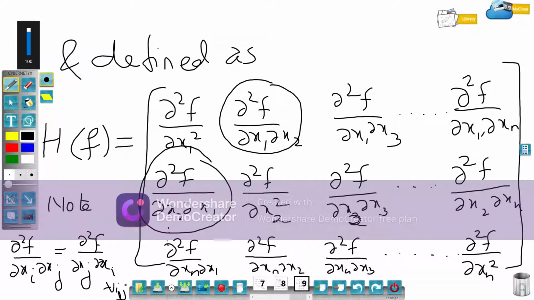If you take any i, j, then the mixed partial derivatives are always equal. So because of this, the matrix is always a symmetric matrix. When we say a matrix is symmetric, if the transpose is the same, so H transpose, even if you evaluate it, you will get the same matrix. So let's have a quick example.